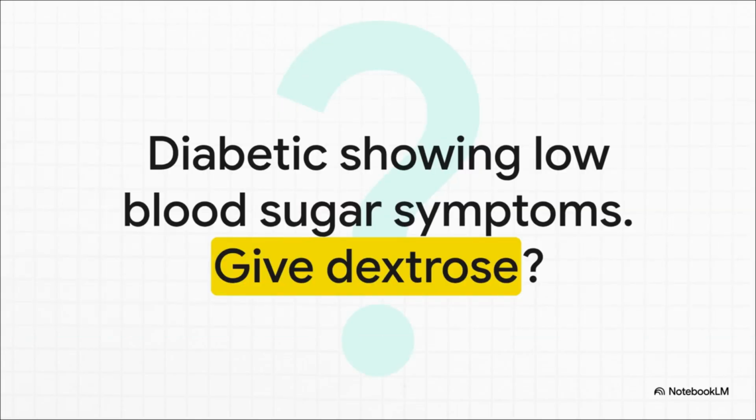Okay, let's test your instincts with a psychological trap that gets almost everyone. Imagine you've got a diabetic patient who is actively showing symptoms of low blood sugar. They're sweaty, they're shaky, maybe a little confused. The obvious knee-jerk clinical instinct is flashing red in your brain right now. Do you give them dextrose now?